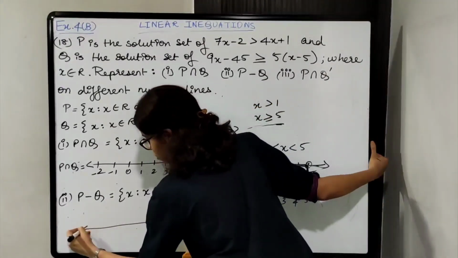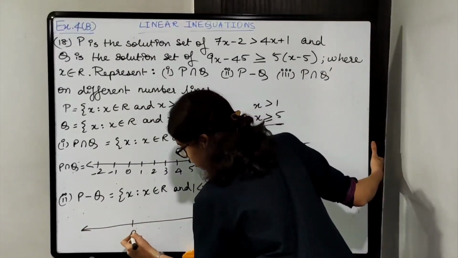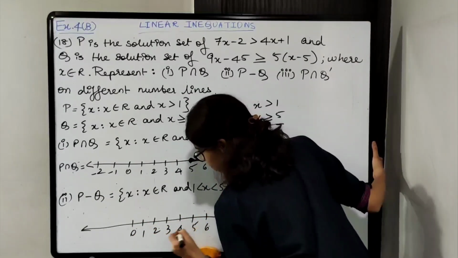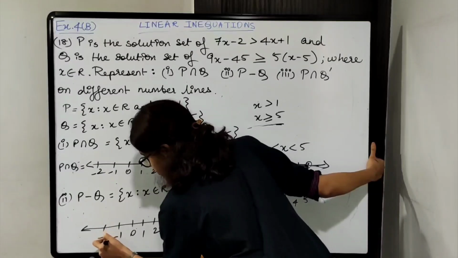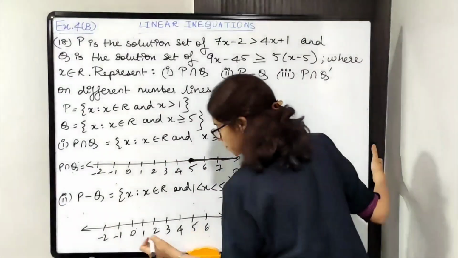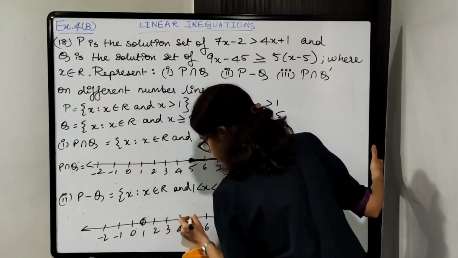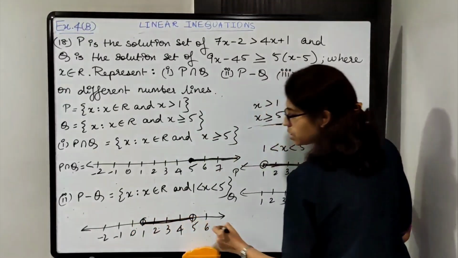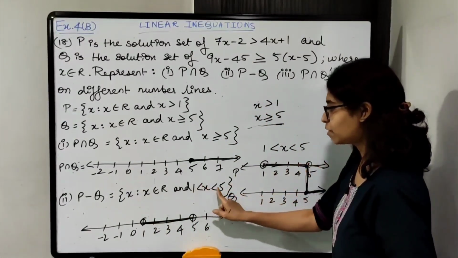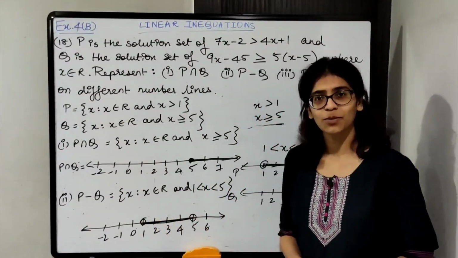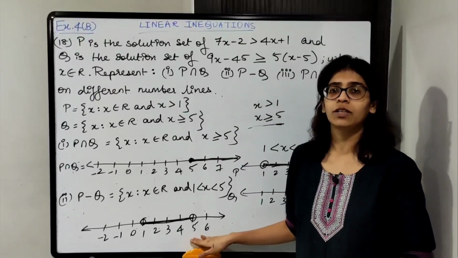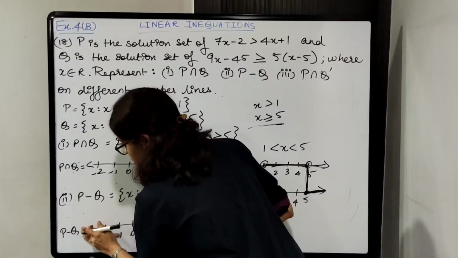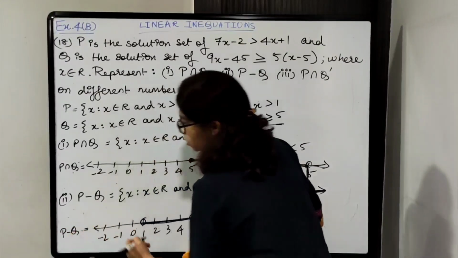So plot this on the number line. 0, 1, 2, 3, 4, 5, 6, minus 1, minus 2. So 1 to 5 है. Circle 1, circle 5, in between values होगा. Will you fill the circles? No, because 1 and 5 are not included. Okay, so this will be the plotting on the number line for P minus Q. So write down P minus Q is equal to this.